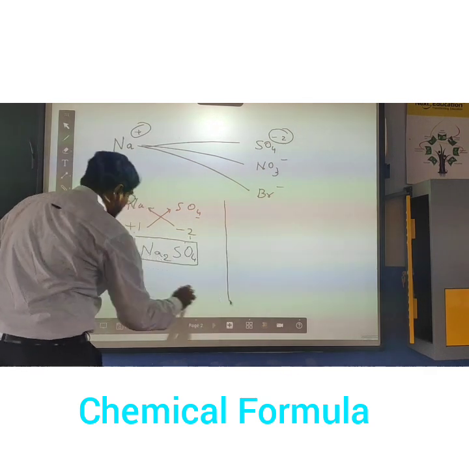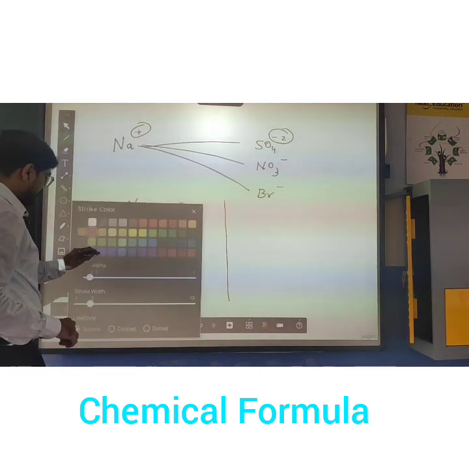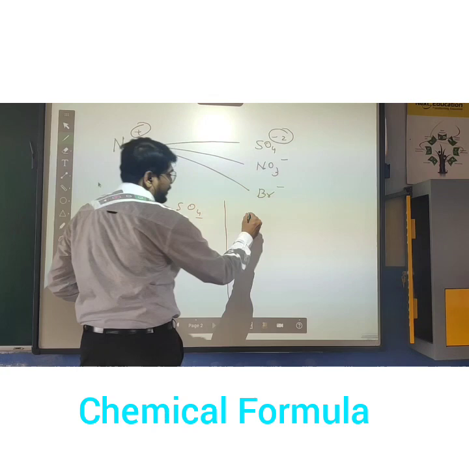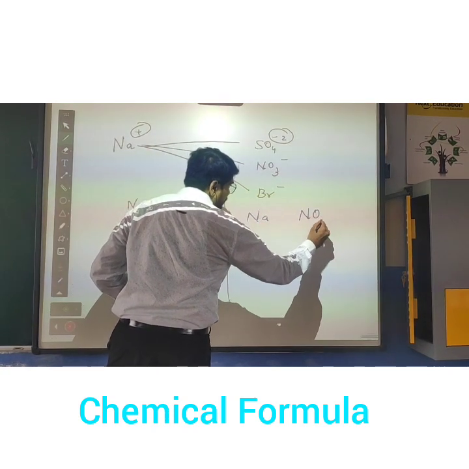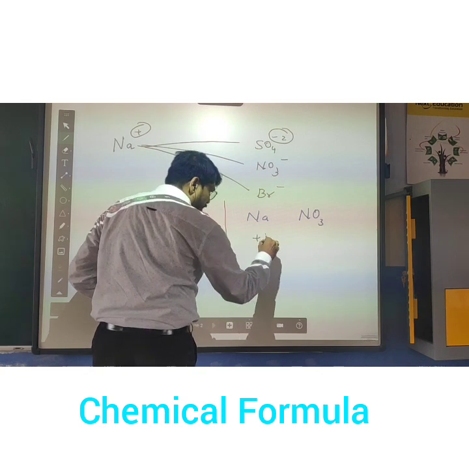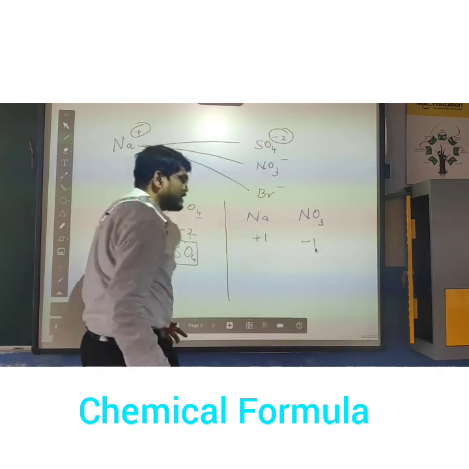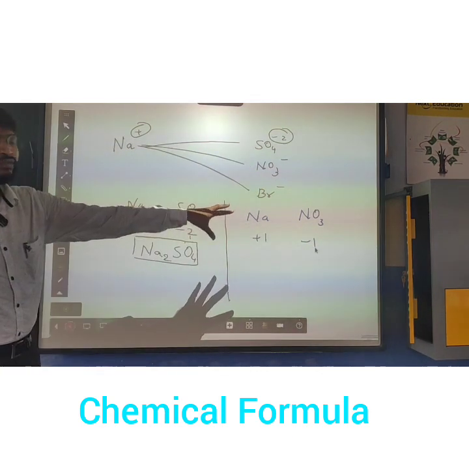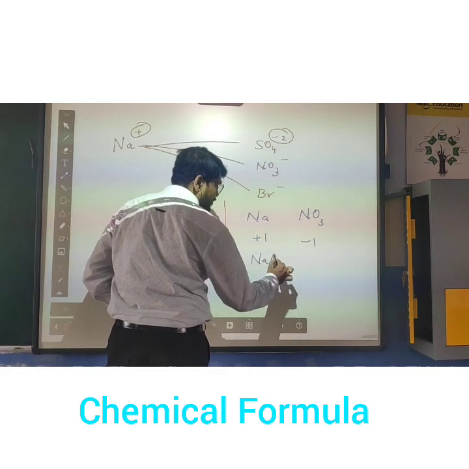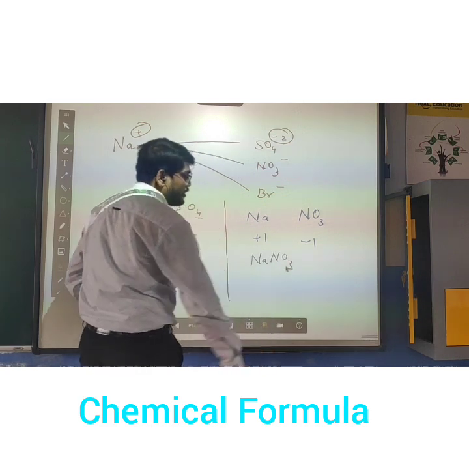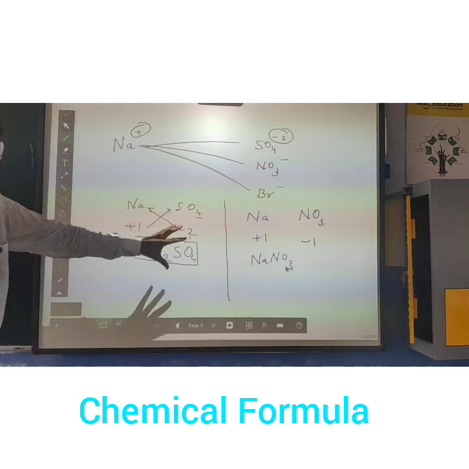Let's take another example. So what is it? Again sodium. And what do I have? Let me take a nitrate ion. So sodium has +1 valency, nitrate has a -1 valency. Now the confusion, sir, both of them are the same, then what can we do? Nothing to worry about. Keep it as it is. NaNO3. So this is very simple to make.